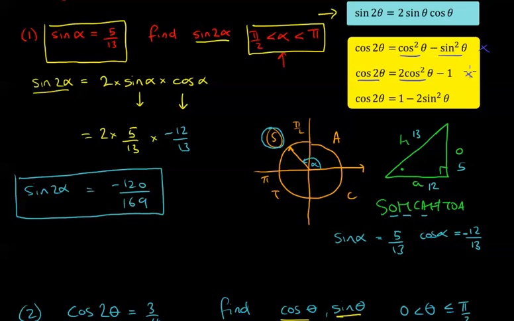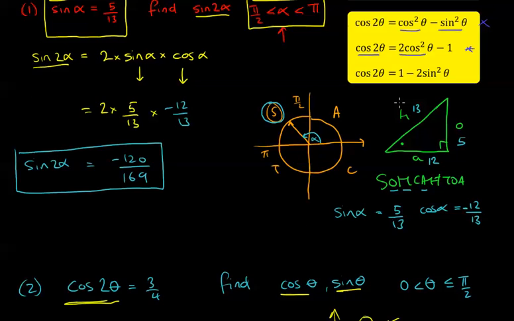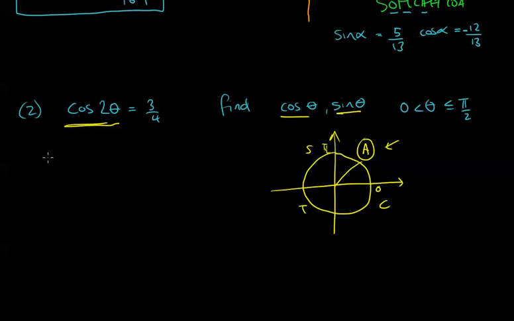So let's use this one first of all, right? Let's use that. So cos 2 theta equals 2 cos squared theta minus 1. Now we've got a bit of an equation because it tells us that cos 2 theta equals 3/4, right? We're effectively working backwards here.